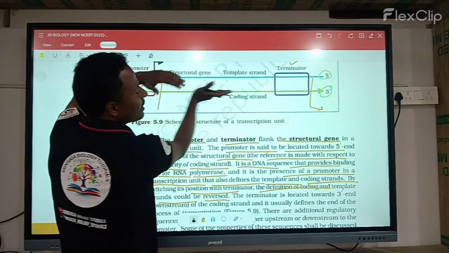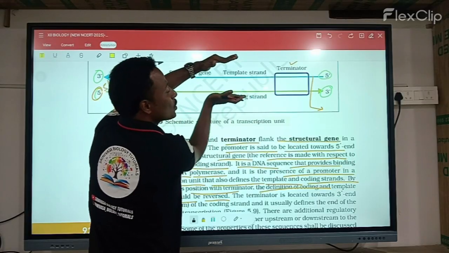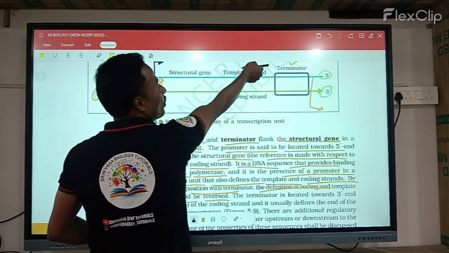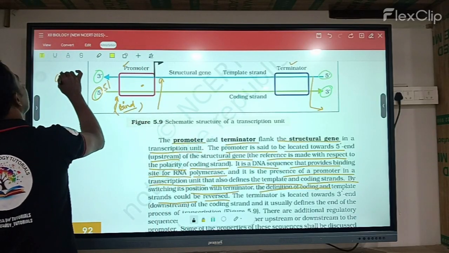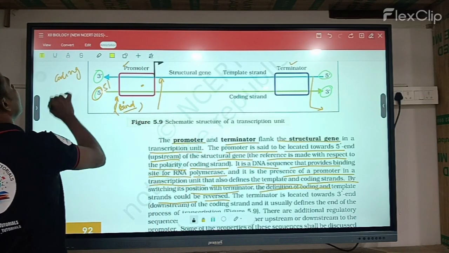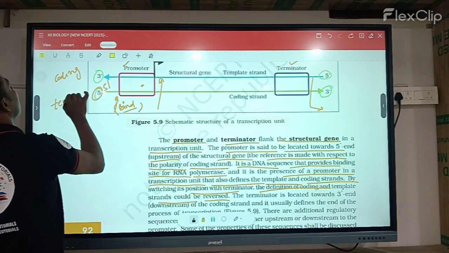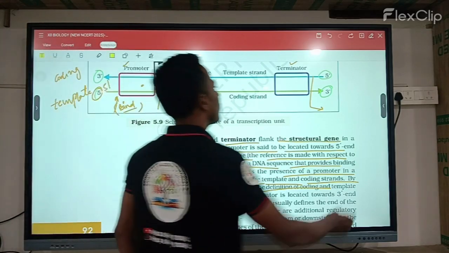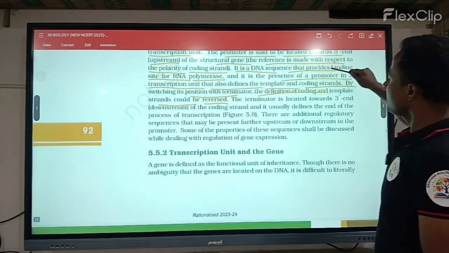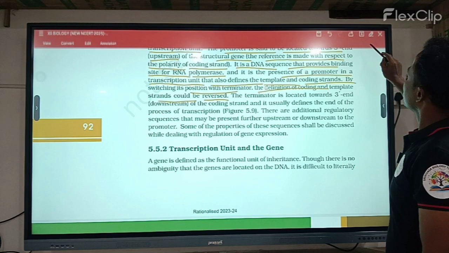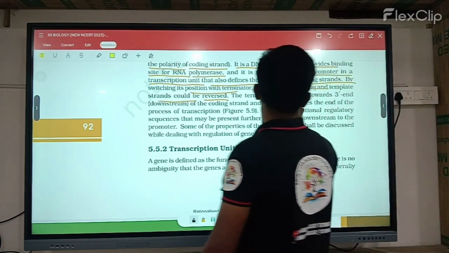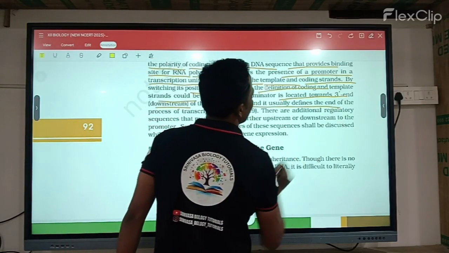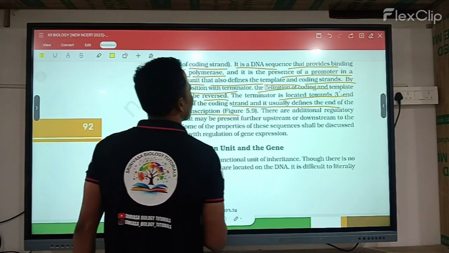Here it is a coding strand, and here it is a template strand. So when they reverse, what happens? The codon comes as a coding sequence, and the other comes as the template strand. Next, the terminator is located towards the 3 prime end, the downstream of the coding strand, as usual, and it defines the end of the transcription process.